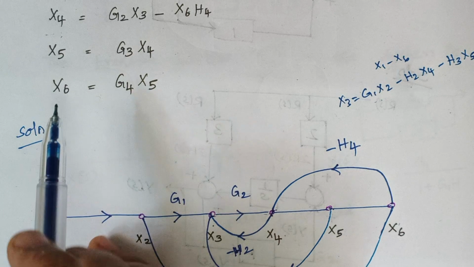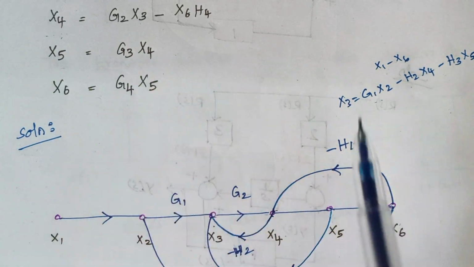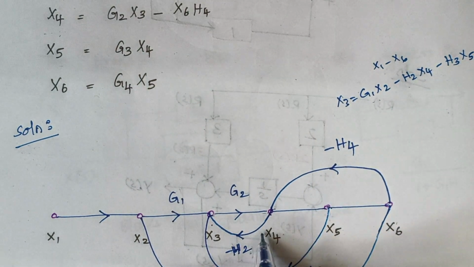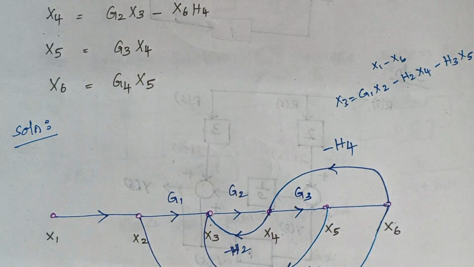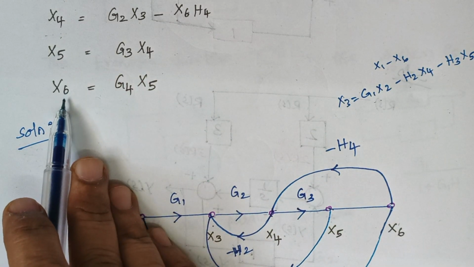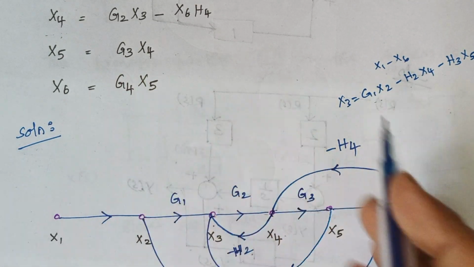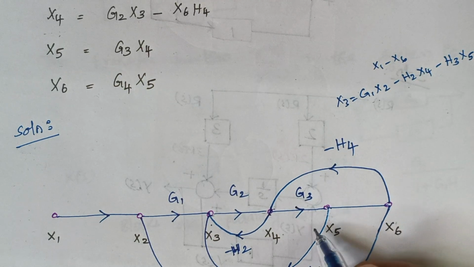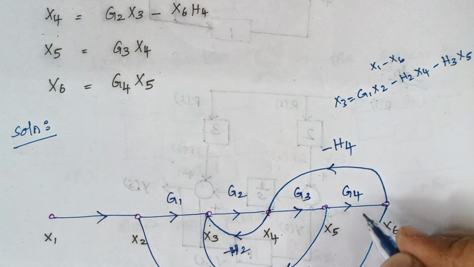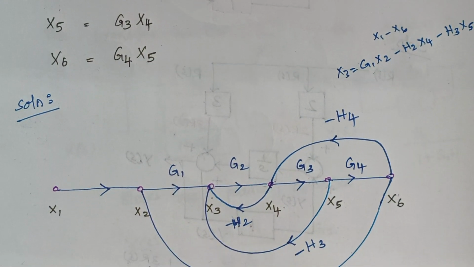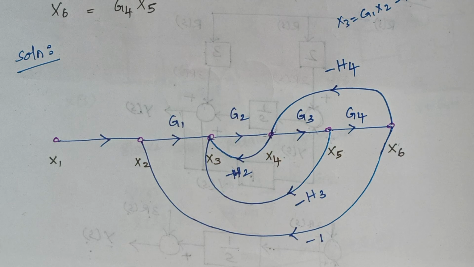Now x5 is given by g3 into x4, so this is our x5 and this is our x4. Here we are introducing the gain g3. And finally, x6 is given by g4 into x5. So this is your x6 and this is your x5, and here we are introducing the gain g4. So finally, this is our signal flow graph for the given expression. I hope you people are clear with this.